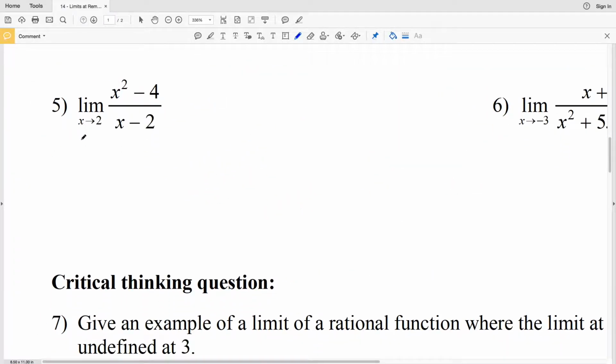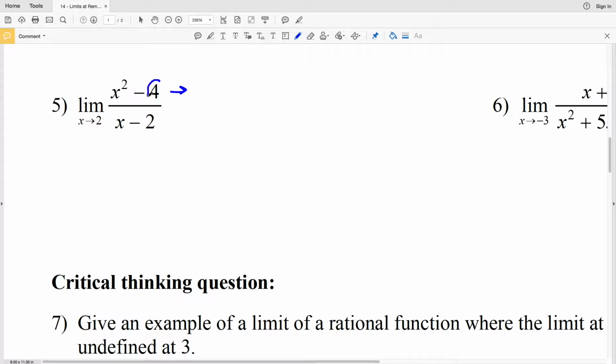Now on to number 5. We have the limit of x squared minus 4 over x minus 2 as x approaches 2. But look, if we plug in 2 for x, 2 minus 2 equals 0, so that will give us an undefined answer. So in order to find the limit, we need to simplify.